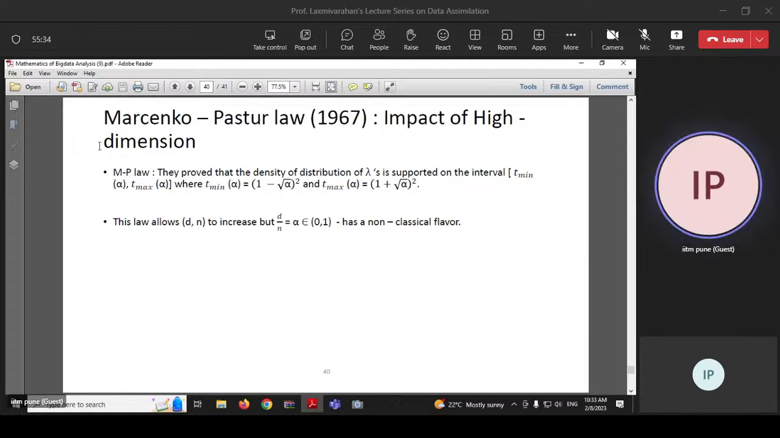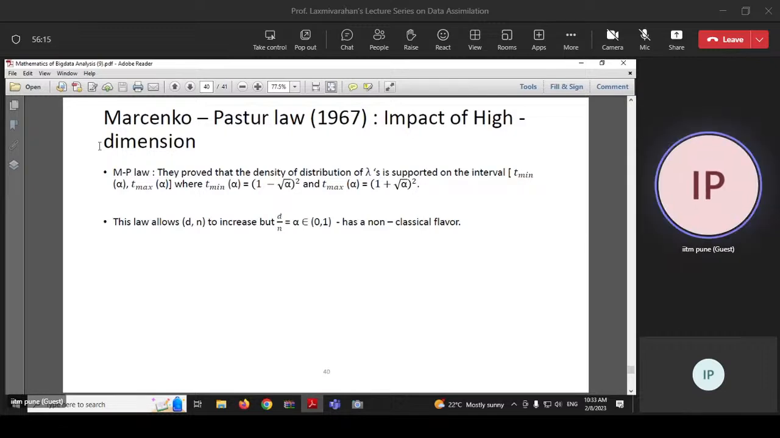So they proved the following. The density of the distribution of the lambdas. What is lambda now? Lambdas are the eigenvalues of the estimates. The matrix is random. Are you with me? The eigenvalues are random. If the eigenvalues are random, they must have a distribution. Every random variable has to have a distribution. So the density of the distribution of the eigenvalues of the estimate of the covariance is supported on the interval [T min, T max], where T min is (1 minus square root of alpha) squared, and T max is (1 plus square root of alpha) squared.